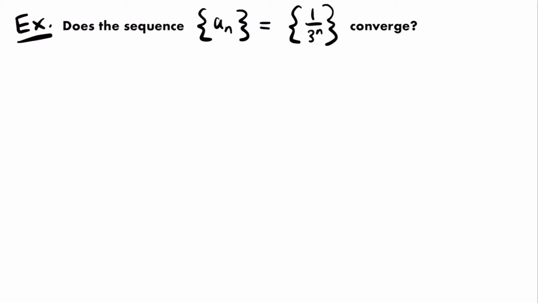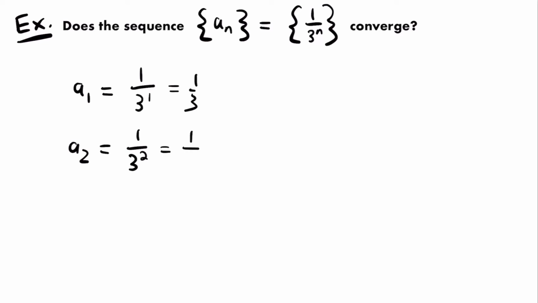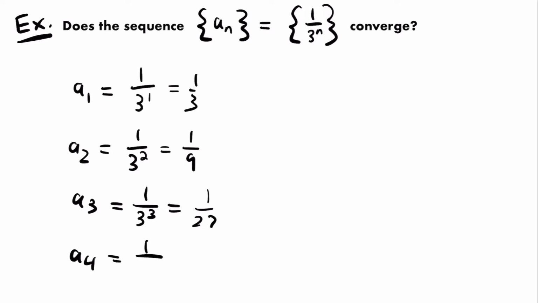And so let's take a look at the first couple terms of our sequence here. A sub 1 will be equal to 1 divided by 3 to the power of 1. So I have 1 divided by 3 to the power of 1. That will be equal to 1/3. Then for a sub 2, that will be equal to 1 divided by 3 squared, and that's equal to 1/9. And then a sub 3 will be equal to 1 divided by 3 cubed, and that's equal to 1/27. And then let's do one more term. A sub 4 is equal to 1 divided by 3 to the 4th power, which is equal to 1 divided by 81.